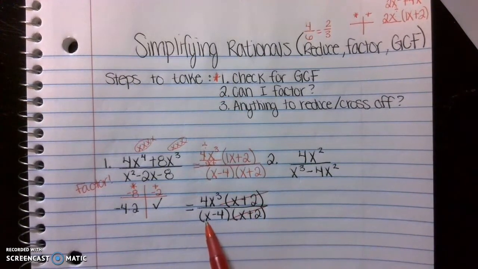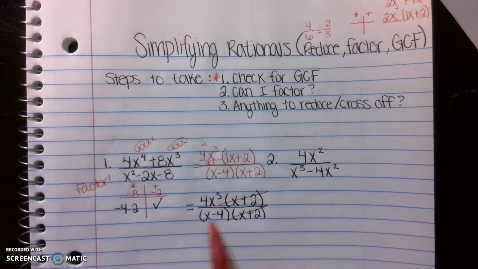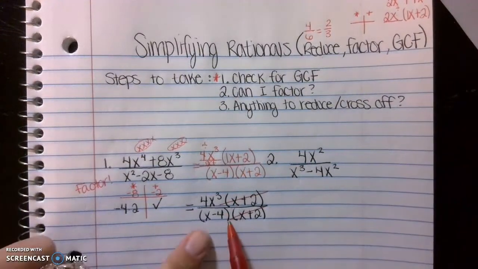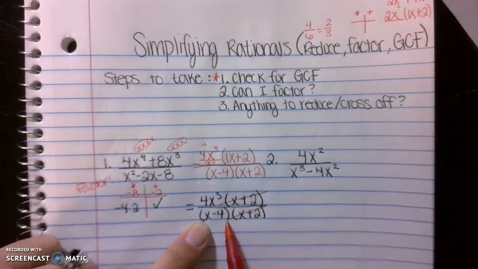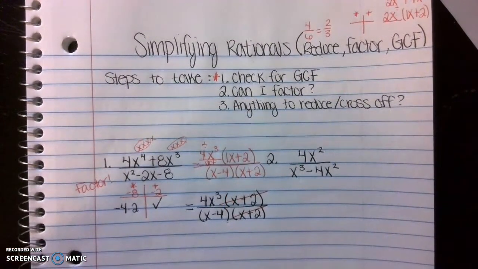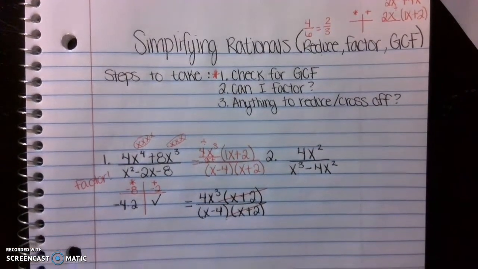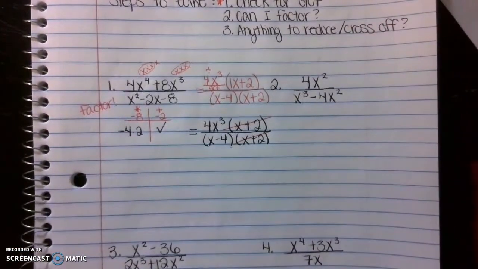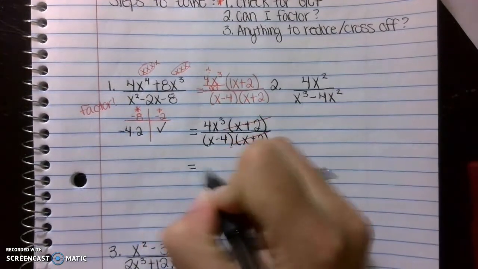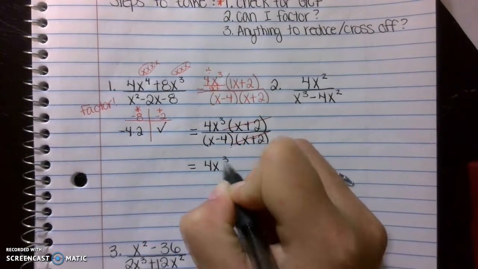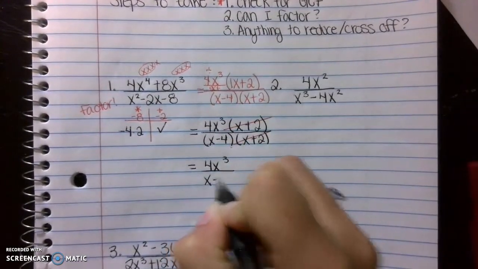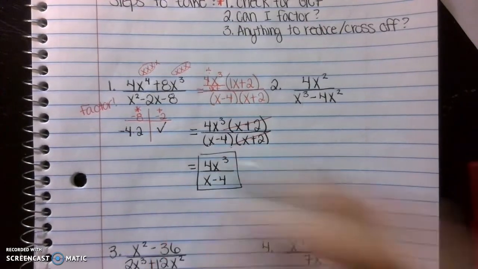Hopefully you're telling yourself no. And you're telling yourself no because this 4 is in this group. So in order to cancel this, I would have to have an x minus 4 up top, which I don't have here. So if we look at what's left over, I've got 4x to the third over x minus 4, and that would be my answer.